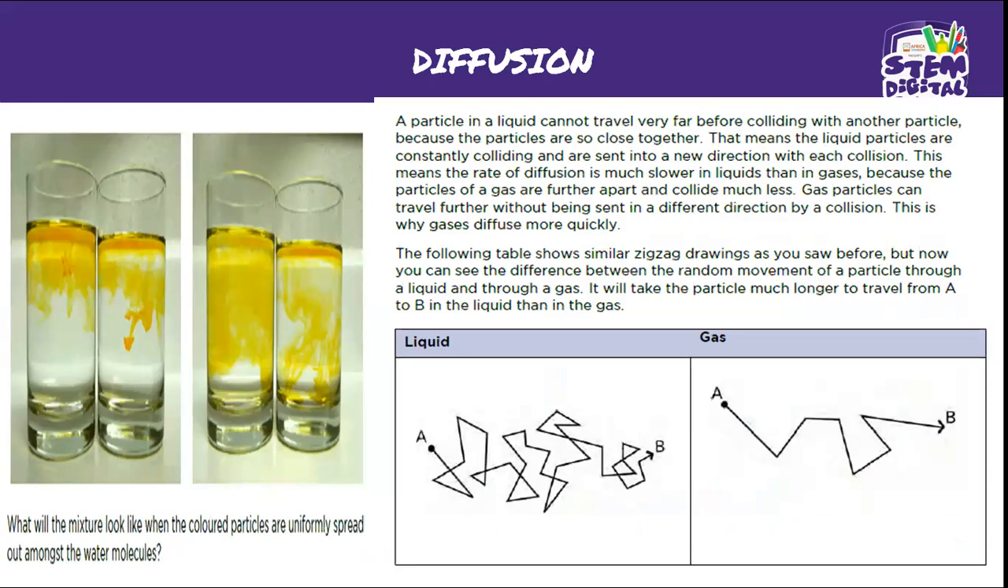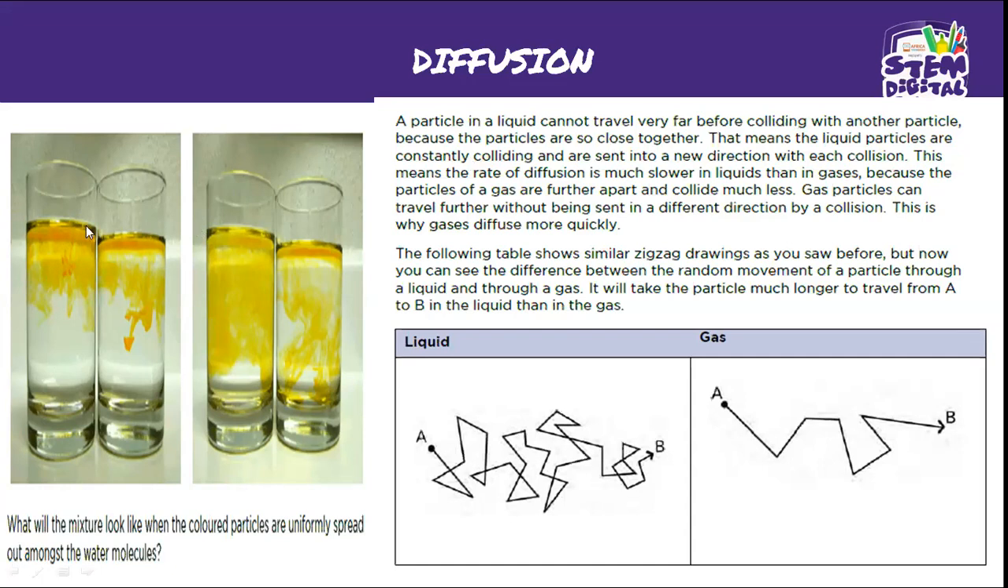So, diffusion. What will the mixture look like when the color particles are uniformly spread out among the water molecules? I'm asking a question now. My dear learners, let's look at the diagram on the slide. I have two sets on the left-hand side, but there are four glasses. In the first ones, you see that the water has a liquid colorant. I have seen somebody responding, very good, yellow.